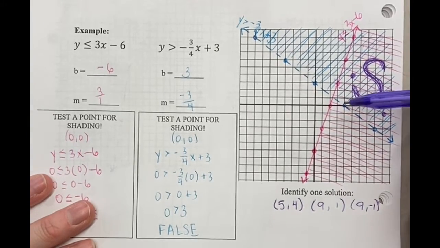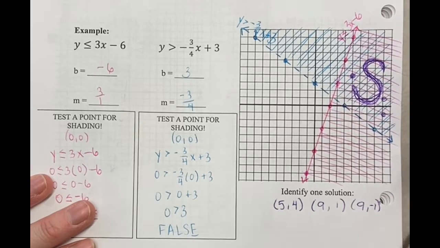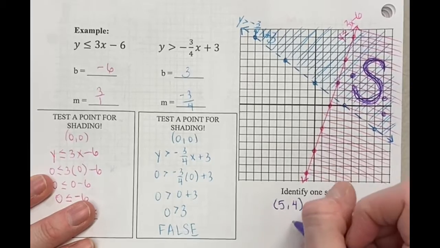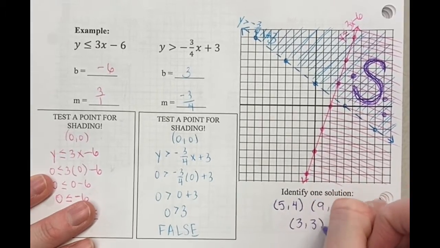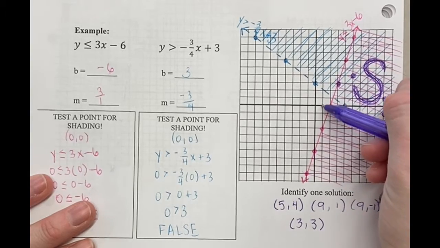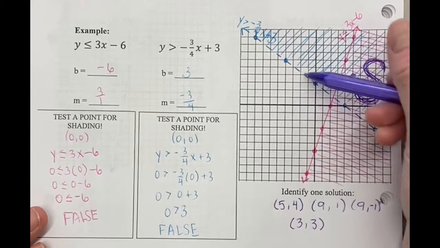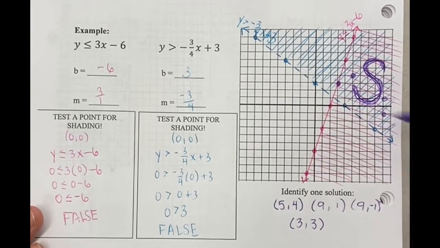Could (3, 3) be a solution? Well, (3, 3) is on the solid line, so yeah, it could be a solution. Could (4, 0) though? Well, (4, 0) is on the dotted line, so it would not be a solution.